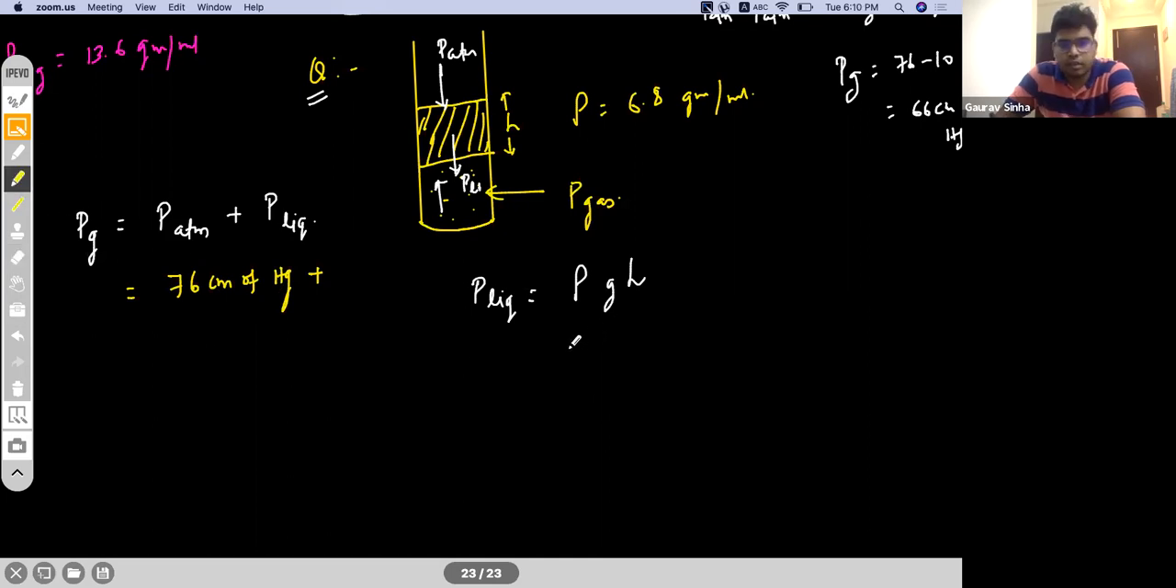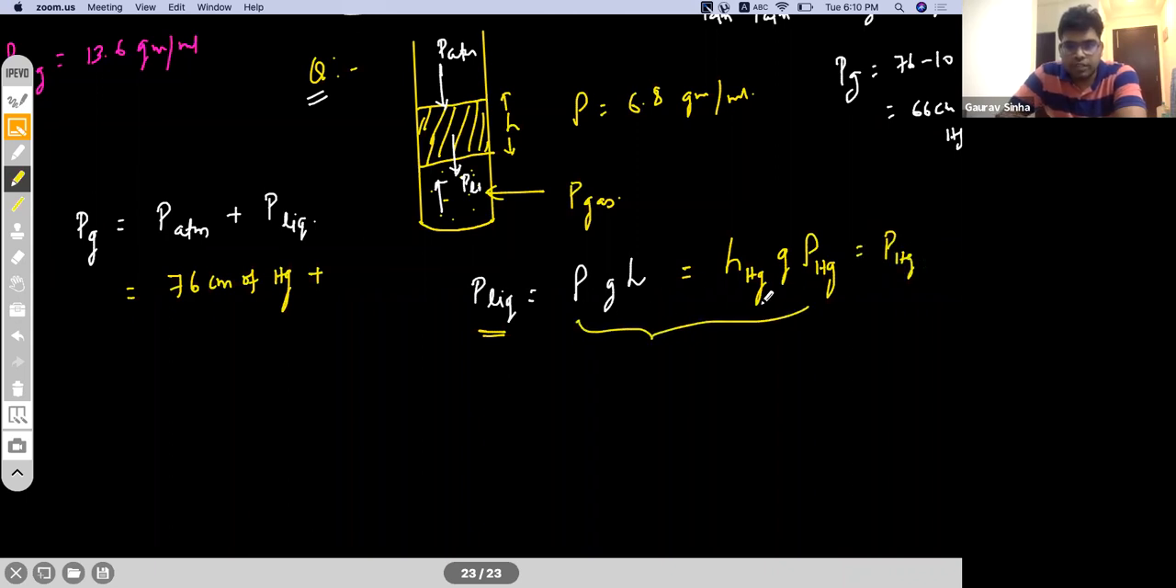Now, what do we need to do next then? See, we have this height of liquid. This height of liquid will exert some pressure. Now we'll find out what should be the height of the mercury column which exerts the same pressure as this height of liquid exerts, correct? So we take this pressure of the liquid and equate it with a certain height of mercury. With these two relations, we'll find out what height of the mercury column is required so that it exerts the same pressure as this liquid column exerts.